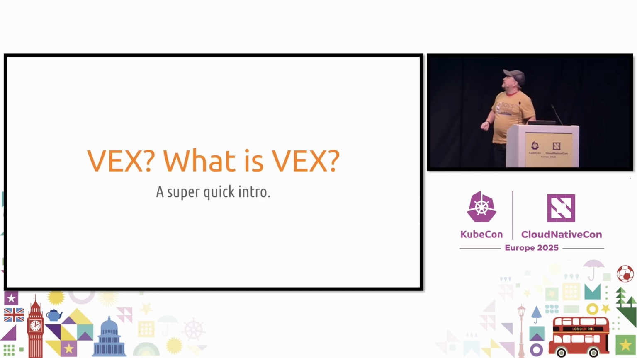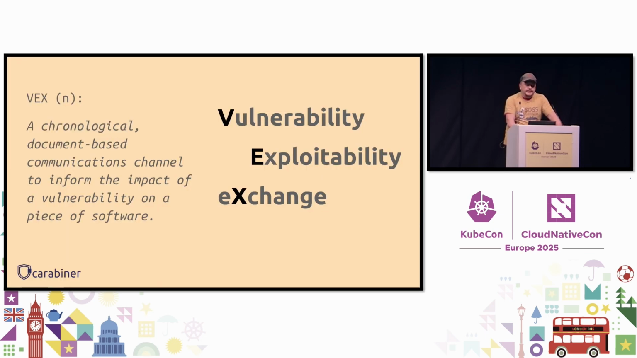So first up, VEX. What is VEX? If you had to define VEX, you can think of VEX as a system of documents that get chronologically ordered that communicate the impact that a vulnerability has on a piece of software. In other words, if there's a CVE, does it affect me or not? And that's a channel of communication between you and your users and downstream tools and other processes that enable you to make assessments on the exploitation possibility of that vulnerability.